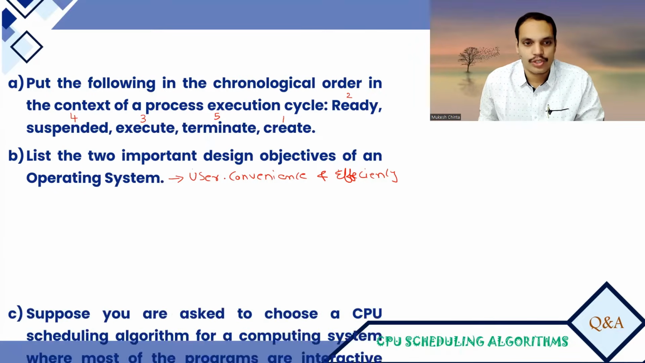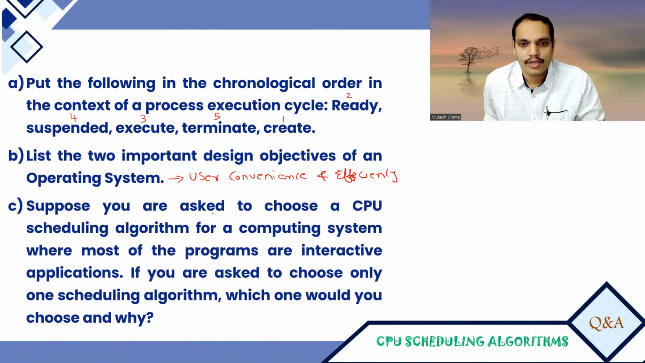Let me take the third question. Suppose you are asked to choose a CPU scheduling algorithm for a computing system where most of the programs are interactive applications. If you are asked to choose only one scheduling algorithm, which one would you choose and why?